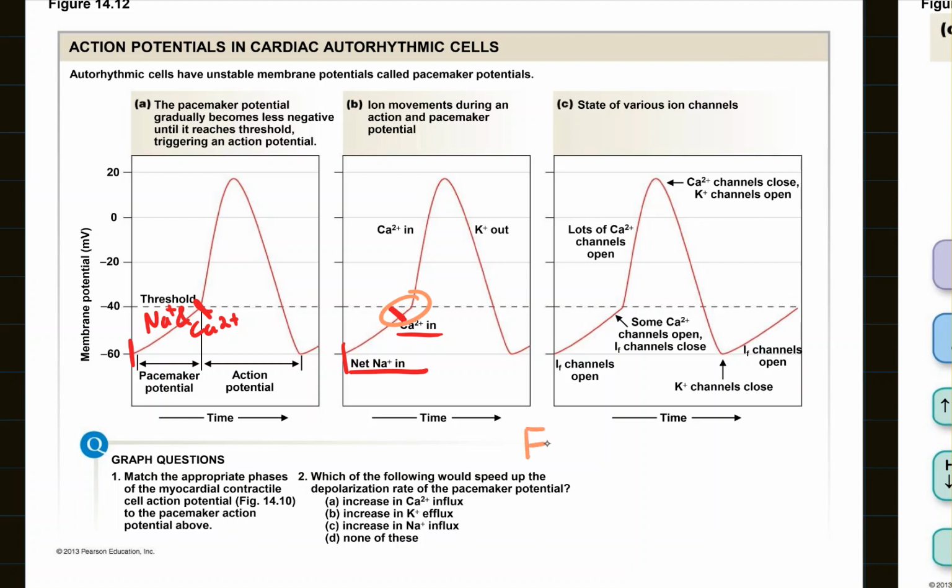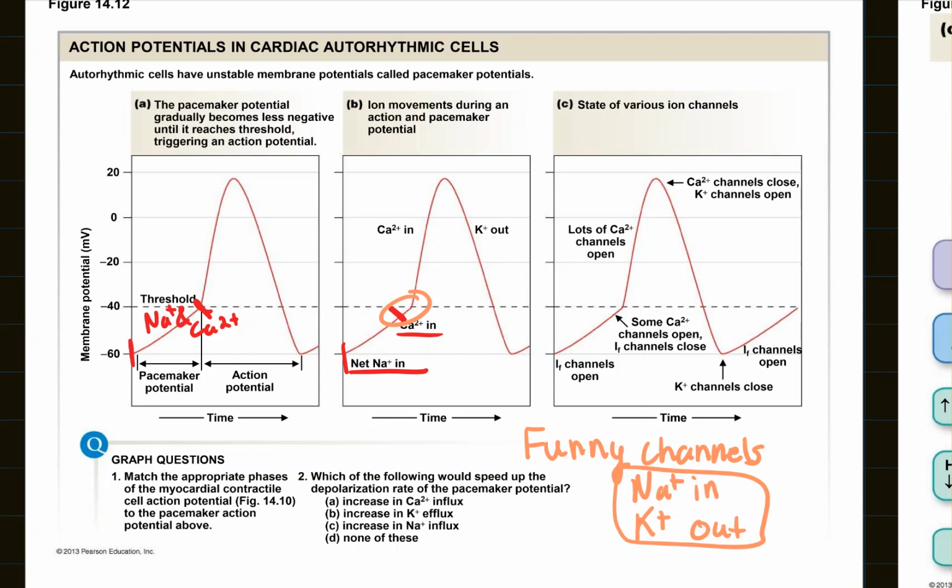So just to recap, funny channels, that's not how you spell funny. Funny channels move sodium in and potassium out. That's the role of funny channels.